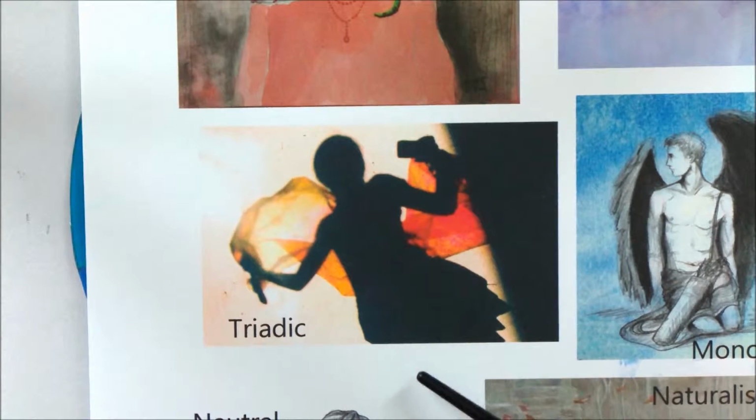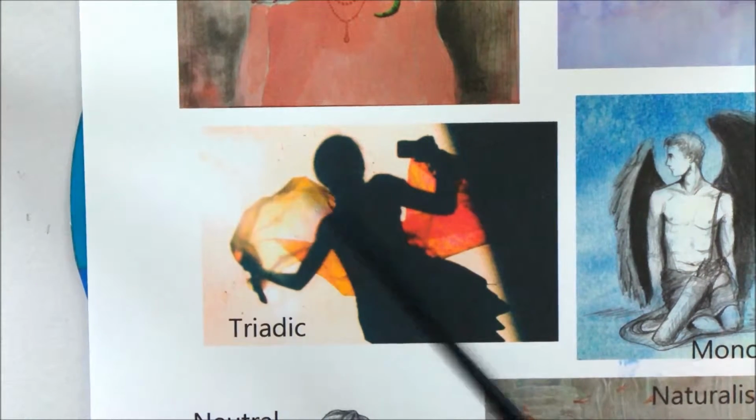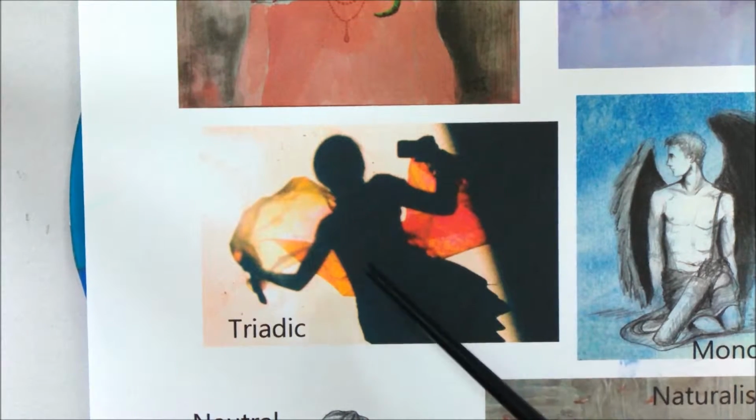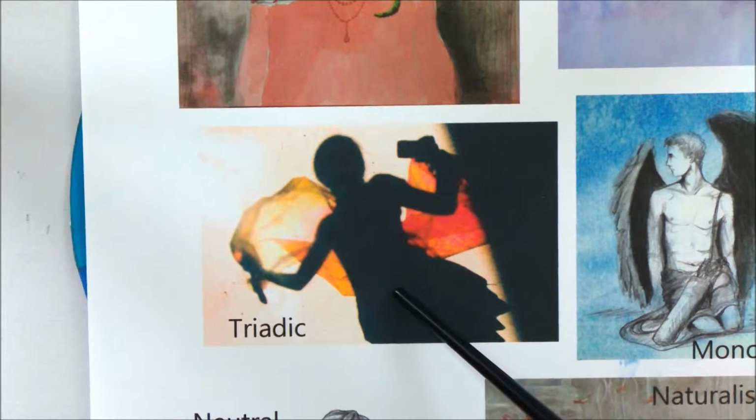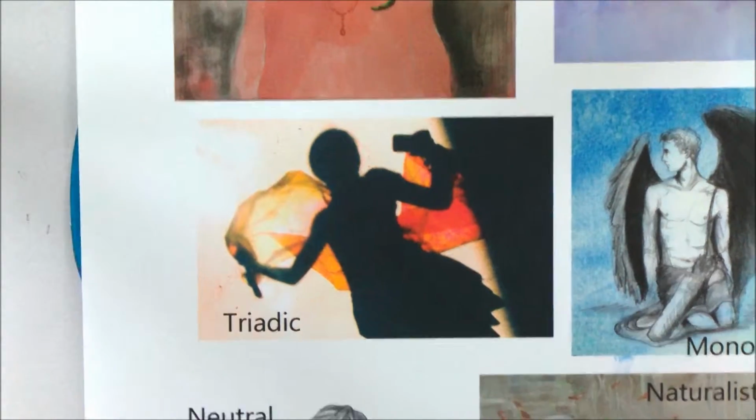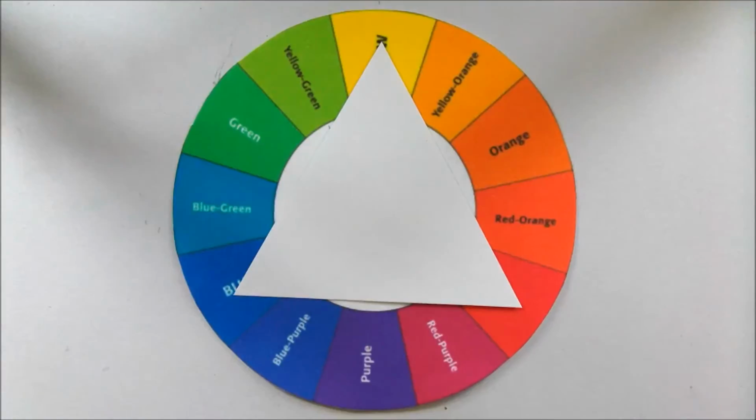Here is an example of a triadic color scheme. Now, it has yellow and red, and right here is a dark blue, but it looks black on the camera and when I printed it out, but on the computer it was dark blue. You can see yellow, red, and blue as a triadic color scheme.